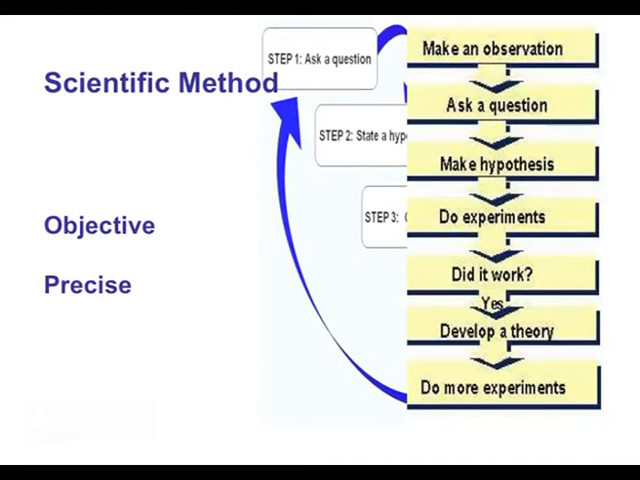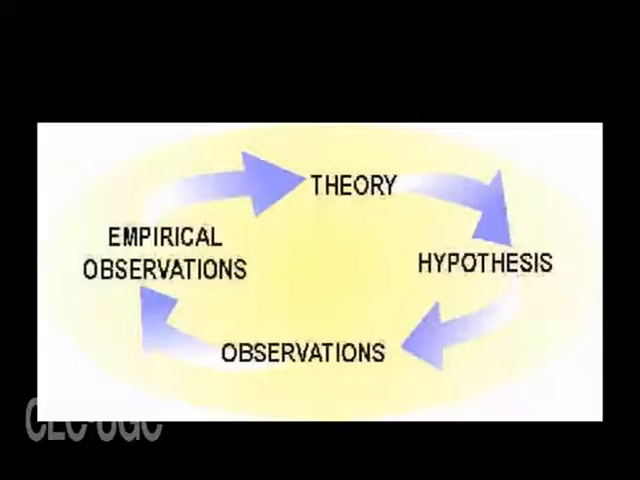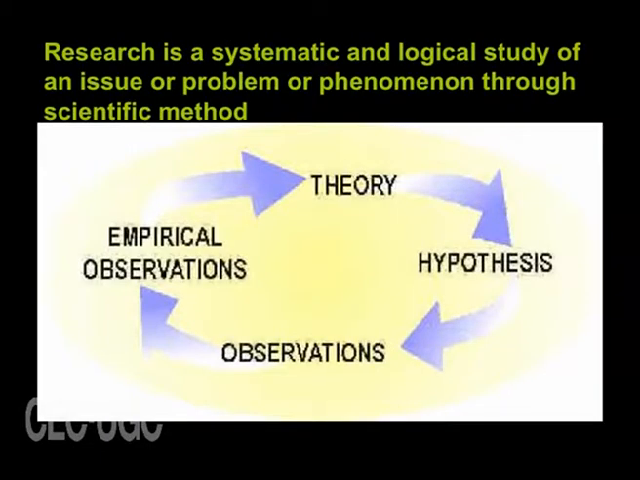Scientific method. This is a systematic, rational approach to seeking of facts. It eliminates the drawbacks of the arbitrary method. It is objective, precise and arrives at conclusions on the basis of verifiable evidence. Therefore, the search for facts should be made by the scientific method rather than the arbitrary method. Then only we may get verifiable and accurate facts. Hence, research is a systematic and logical study of an issue or problem or phenomenon through the scientific method.